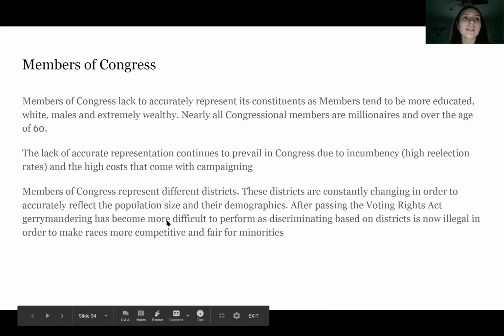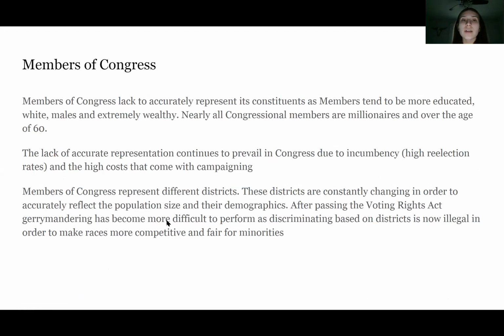Members of Congress. Within members of Congress, there are constituents that elect or nominate members to represent them. In time, we've seen these members to be more educated, white, males, and extremely wealthy. This is just a trend we've seen over time among our representatives. Nearly all congressional members are millionaires over the age of 60.